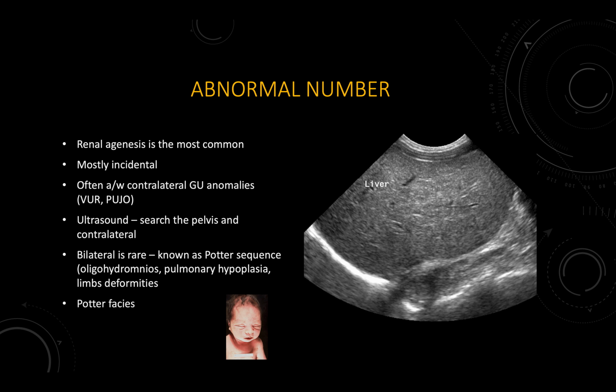Okay, so bilaterality of it is rare, and it's known to be associated with Potter sequence. Patients will come with oligohydramnios, pulmonary hypoplasia, and limb deformity. Most of the time they have a higher mortality because of this pulmonary hypoplasia, and they have a typical Potter facies like this one.